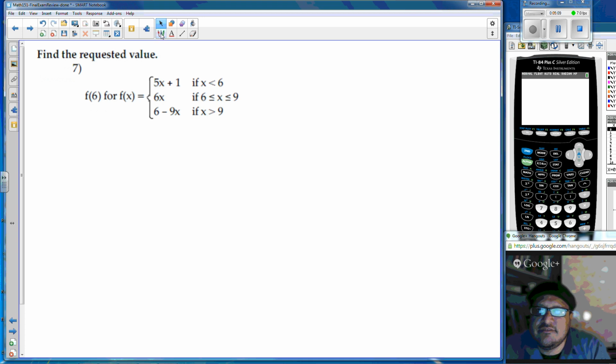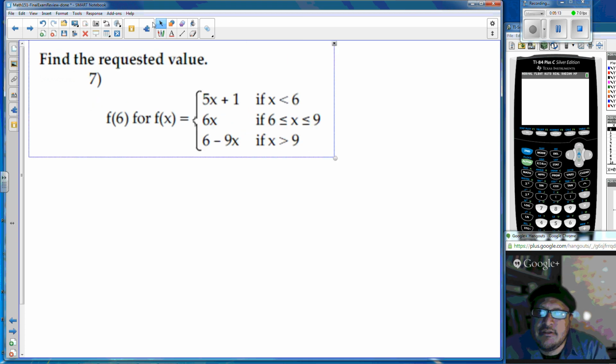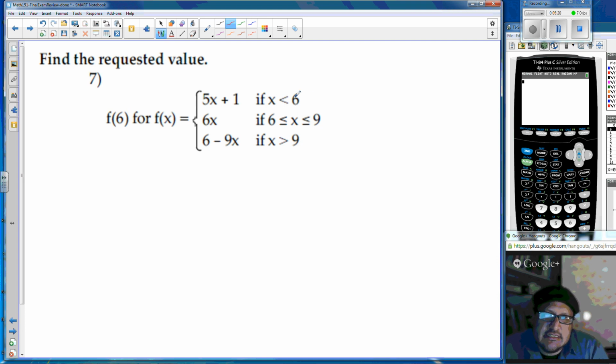Find the requested value. So here we want to find what is f of 6 equal to? Well, 6 is not less than 6. 6 is not greater than 9. But 6 is in between 6 and 9, and it's equal to 6 in particular. So we're going to use this function right here.